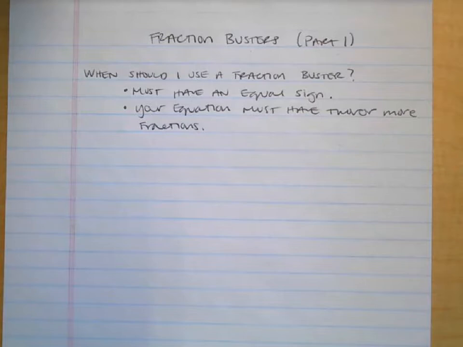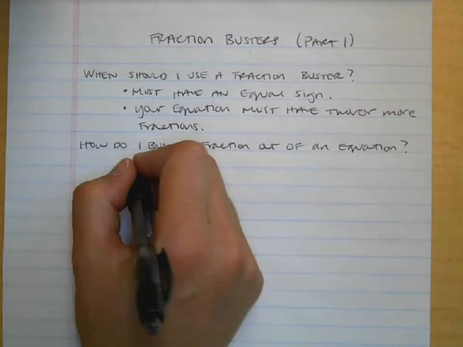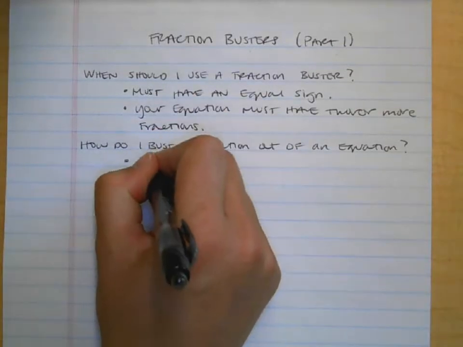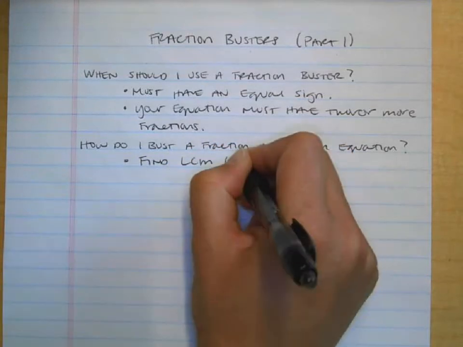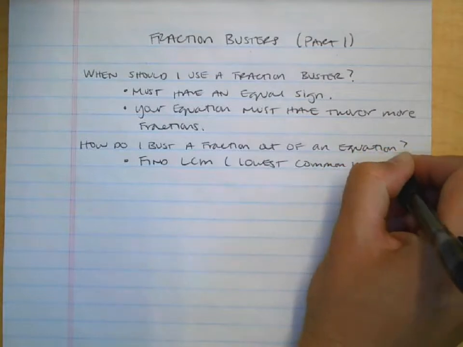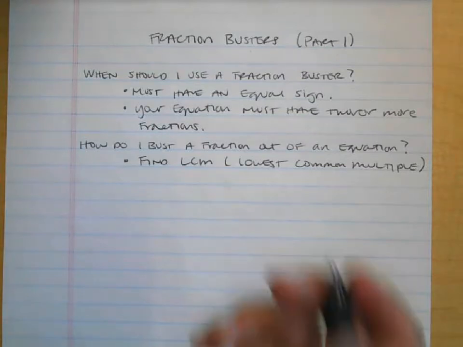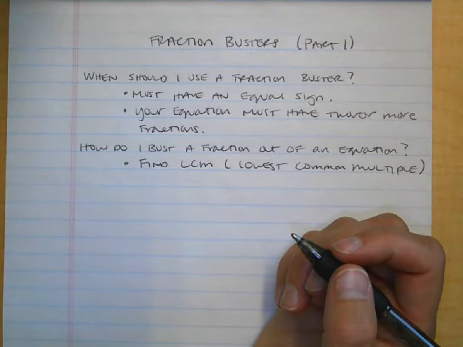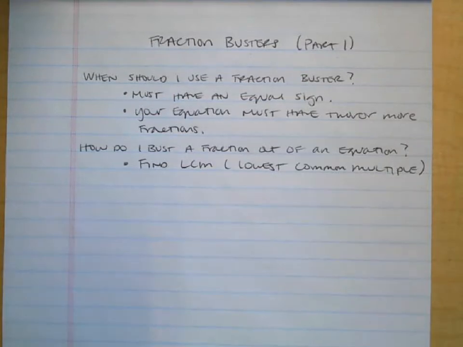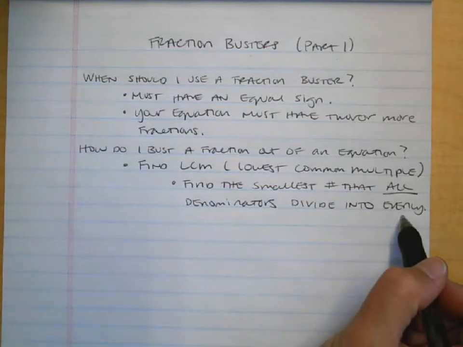Okay, and then how do I bust a fraction out of an equation? You are going to find the LCM first. So let's say find LCM, and remember that is the lowest common multiple. And you're finding the LCM of always the denominator, basically just finding the smallest number that all of the denominators divide into. And we want to make sure that they are dividing into them evenly and not getting decimals from them.